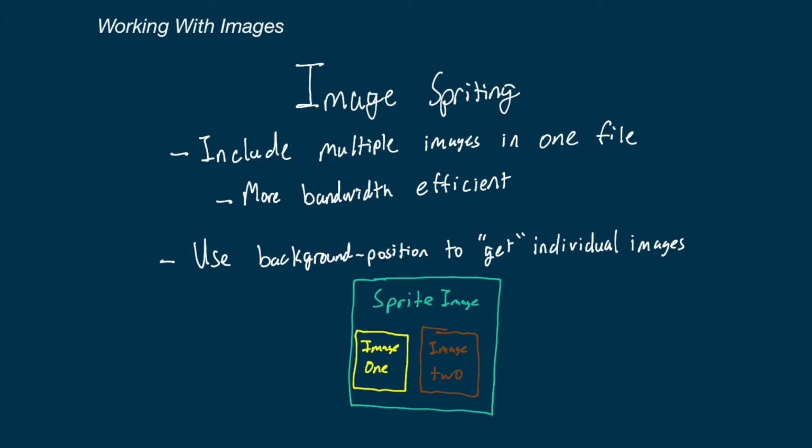To actually use the images, you would then use the background position property to get the individual images out of the larger image. This is a property intended to move the background inside of the image container, but combined with some clever sizing on the element, it can also be used to just use a certain portion of the image that you want. And this is great for this image spriting use case. So now let's move over to the code editor and do a quick demo of how this all works.